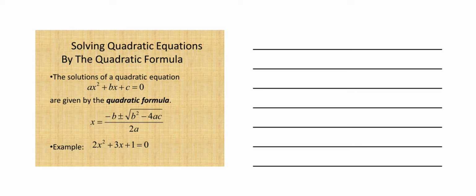All of it divided by 2 times a. And we have an example in this case: 2x squared plus 3x plus 1 equals 0. So let's start by writing our formula at the top of our page. In this case, the top of my notes here.